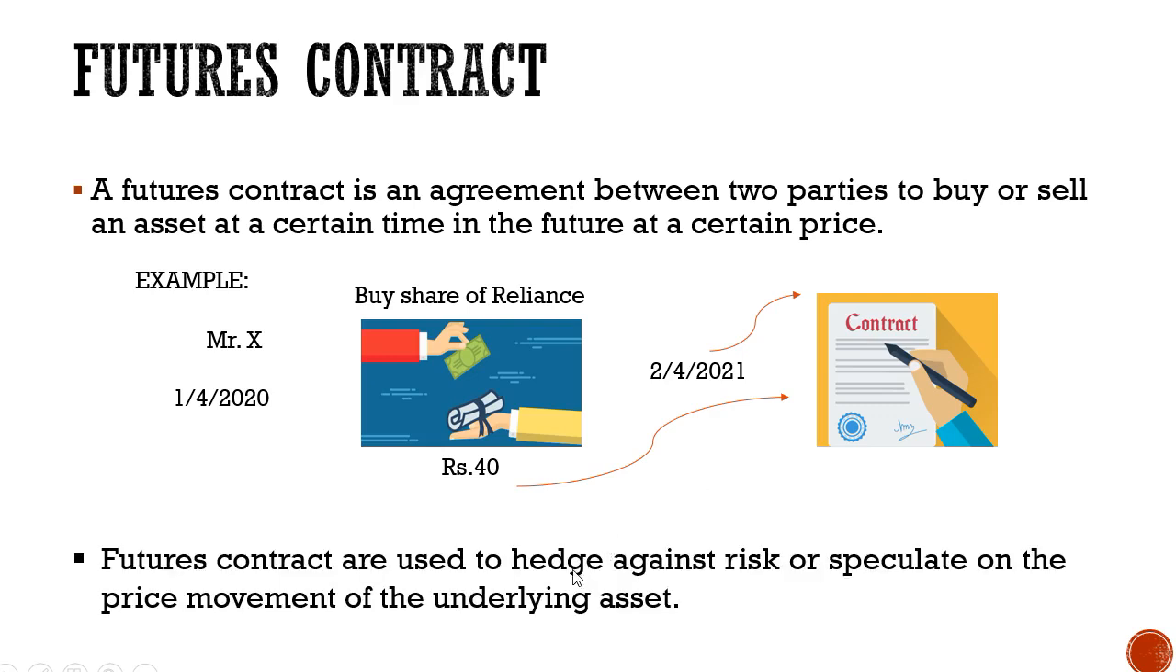Now future contracts are used basically to hedge against risk. Hedging is nothing but trying to minimize your risk, or you can speculate or bet on the price movement of the underlying asset. So in this case, we are taking the example of shares as your underlying asset.